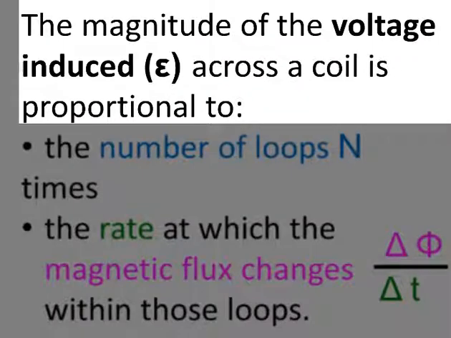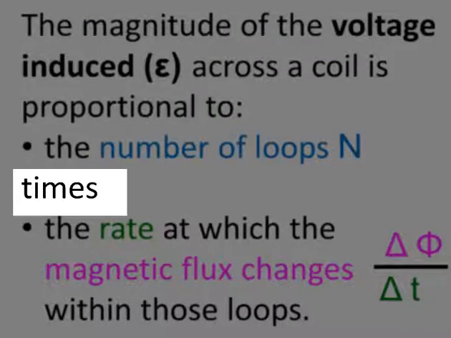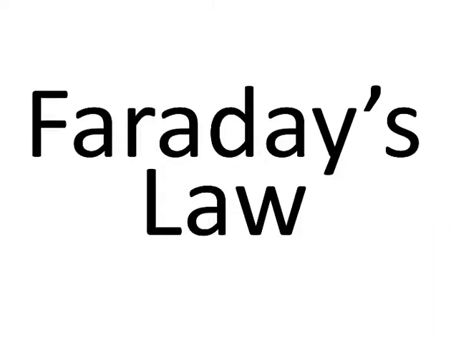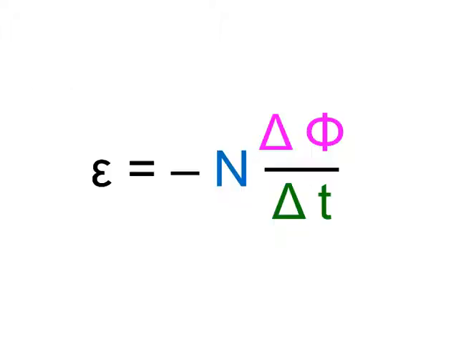The magnitude of the induced voltage across a coil is proportional to the number of loops times the rate at which the magnetic field changes within those loops. This summarizes what we've been speaking about, and it is called Faraday's law of induction. Faraday's law of induction can be written as an equation.